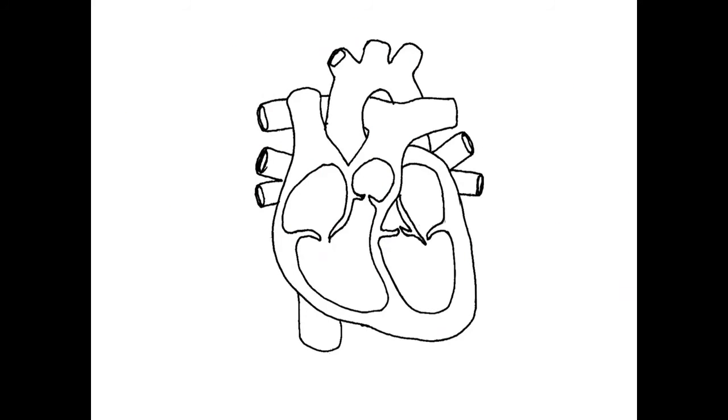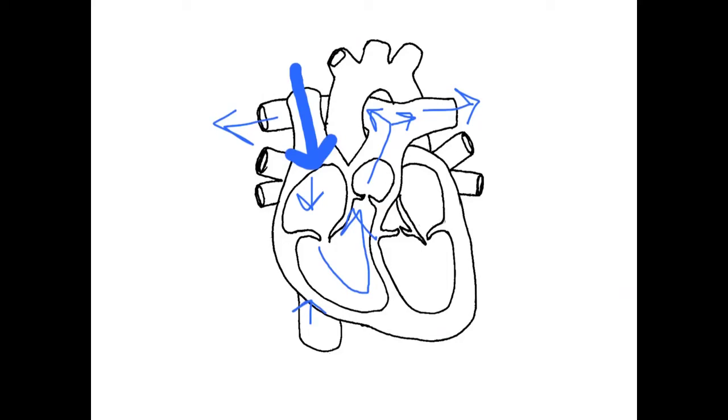Here is a look at the flow of blood on an actual heart diagram. The blue represents the deoxygenated blood flowing through the heart. The red represents the oxygenated blood flowing through the heart.